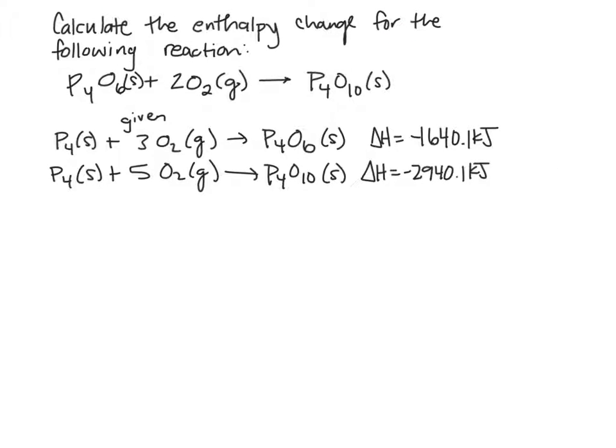In this question, we're going to calculate the enthalpy change, the delta H, for the following reaction. Here's our goal, our net equation. P4O6 solid plus 2 gaseous oxygen molecules will produce 1 P4O10 in the solid state. We're given two chunks of information. Our goal right now is to match which chemicals belong on the reactant side and which belong on the product side.